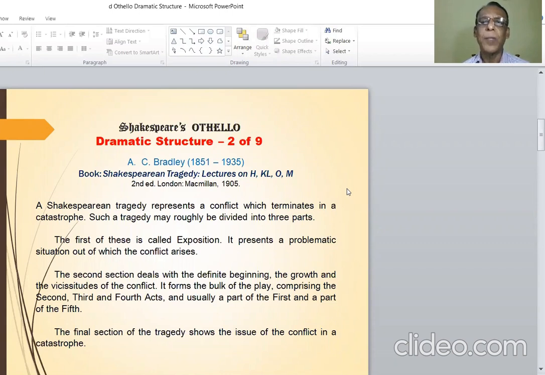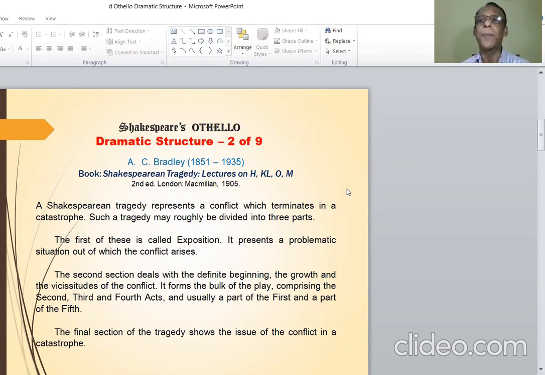Shakespearean Tragedy by A.C. Bradley, who lived from 1851 to 1935, in the second half of the 19th century and the first quarter of the 20th century. Remember, the book was published in 1905. Now, in that book, in his lectures, A.C. Bradley observes, this is his observation: a Shakespearean tragedy represents a conflict.